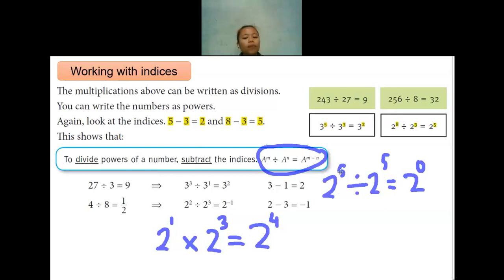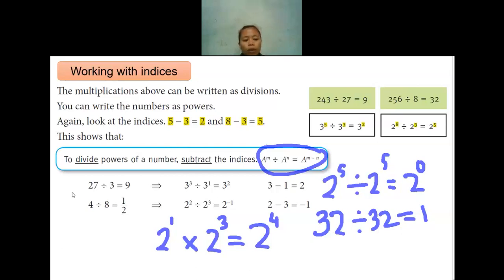So 2 to the power of 5 divided by 2 to the power of 5 is equal to 2 to the power of 0. Why 0? Because 5 minus 5 is equal to 0. Now, if you do not believe it, 2 to the power of 5 I can make it 32. 32 divided by 32, the answer is 1. That's why I told you before, everything to the power of 0 is equal to 1, because this is the example.